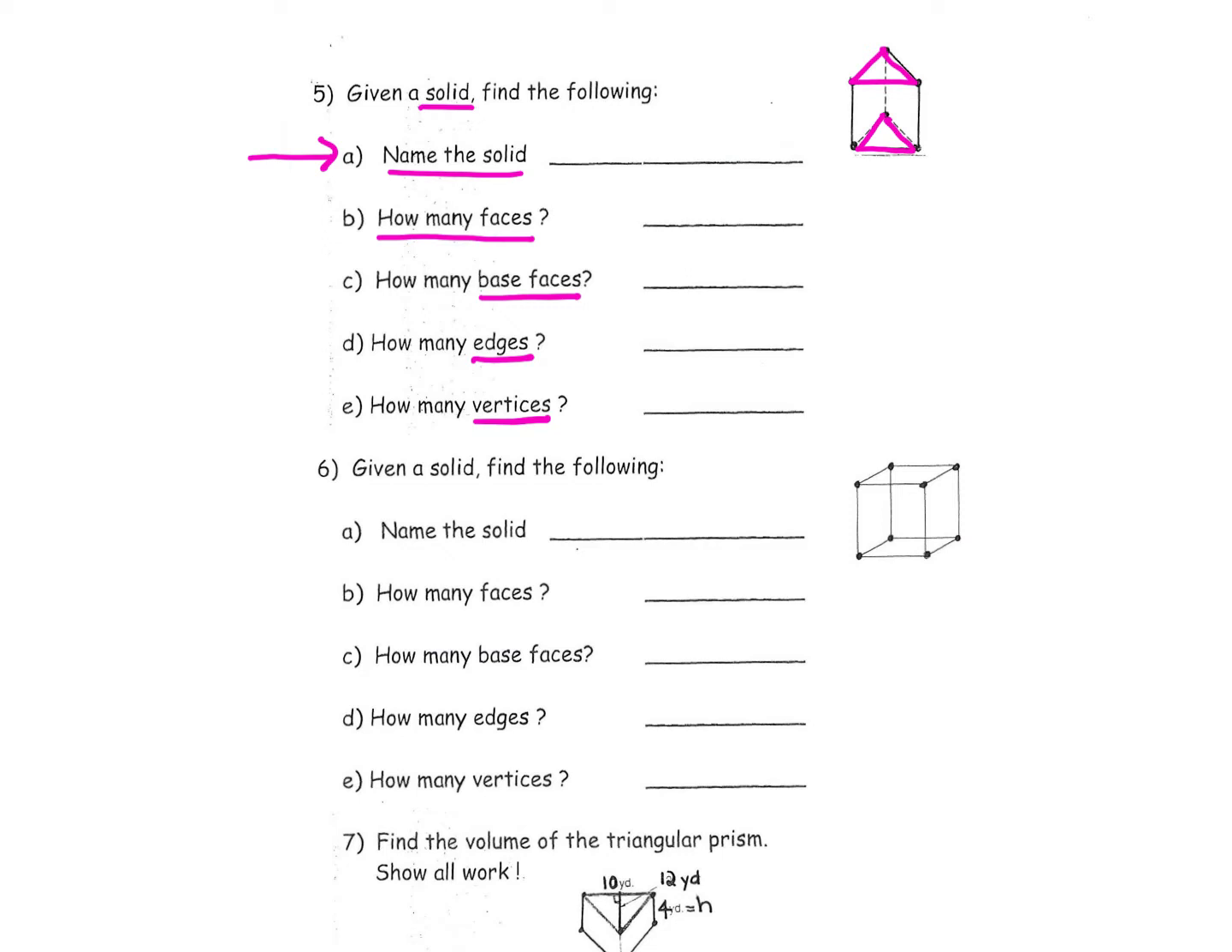For letter B, we have to count the faces. Well, we have a face on the bottom, a face on top, a face on the right, a face on the left, and of course, the front face. That means there are 5 total faces. Please write that answer down for letter B. We know we have 5 faces. That's the answer to B.